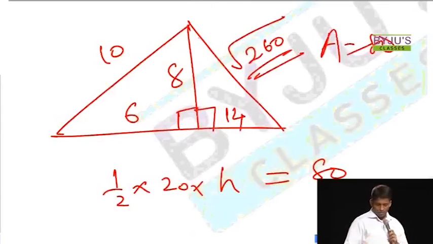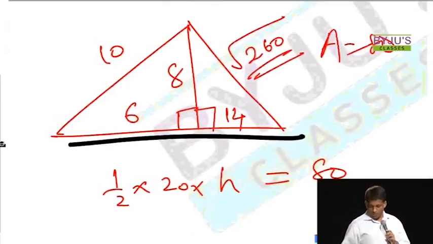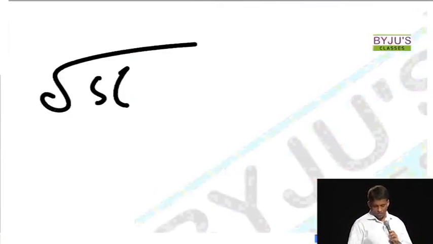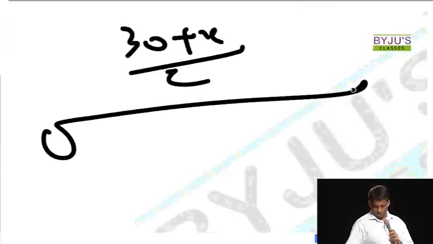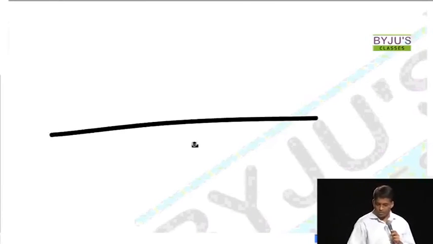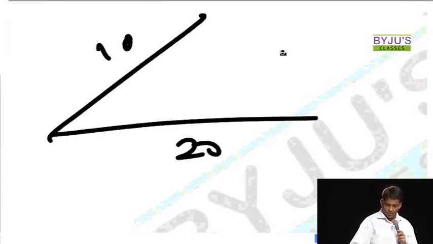What is difficult? Most people, as soon as they read, won't visualize. They'll try writing root of s into (s minus a) into (s minus b) into (s minus c), taking s as (30 plus x) by 2. Then you'll get the answer, but you'll end up wasting a lot of time. Even the people who write your books do that. That's how the solution is given in almost all the books, even though the question is as easy as 20 here, 10 here, x here.